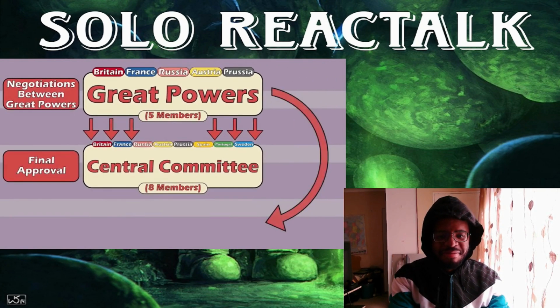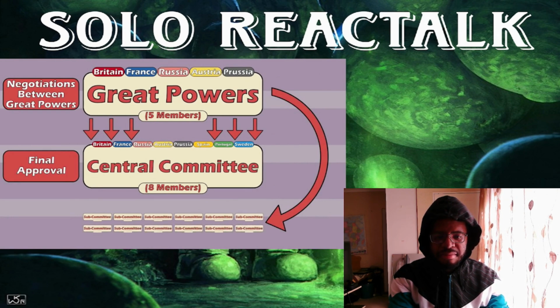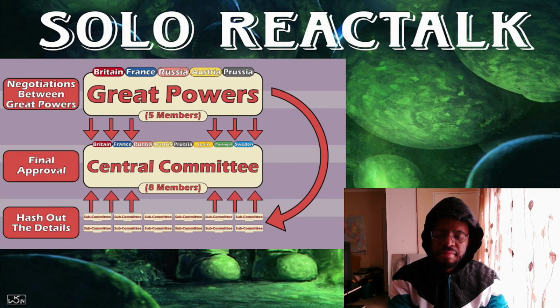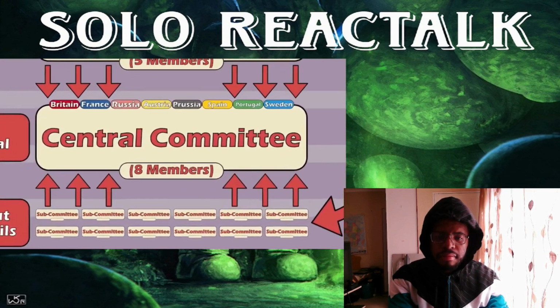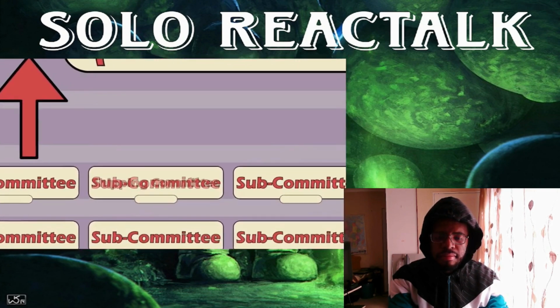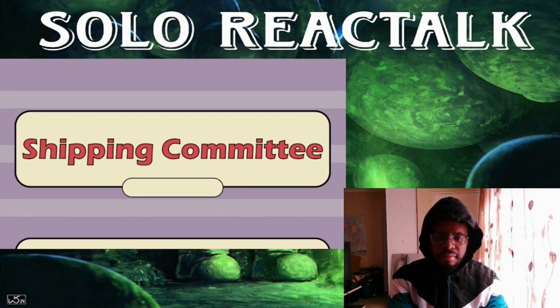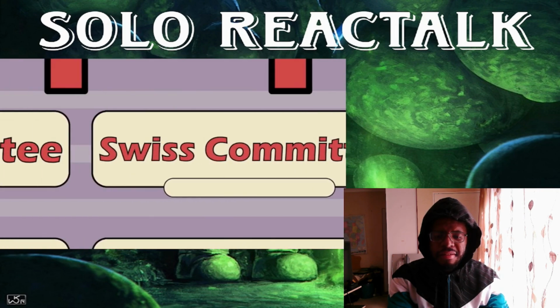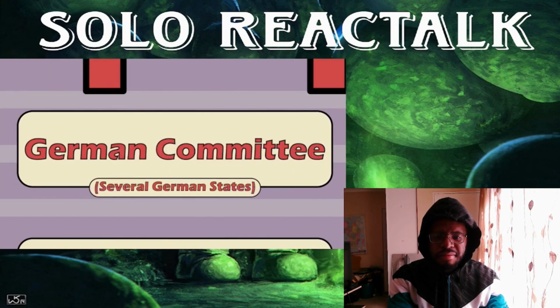Then there were a number of subcommittees, at least 12, that would go off to the side and debate isolated issues among themselves. When they reached a consensus, they would bring their proposal to the Central Committee for approval. Most of these subcommittees were pretty boring. Which countries had shipping rights in which rivers, stuff like that. But the most important subcommittee was the German Committee.